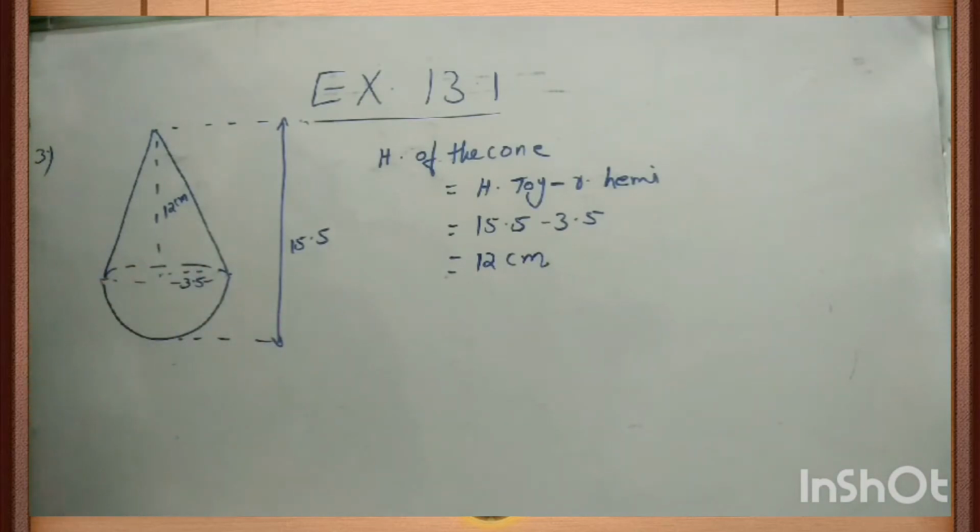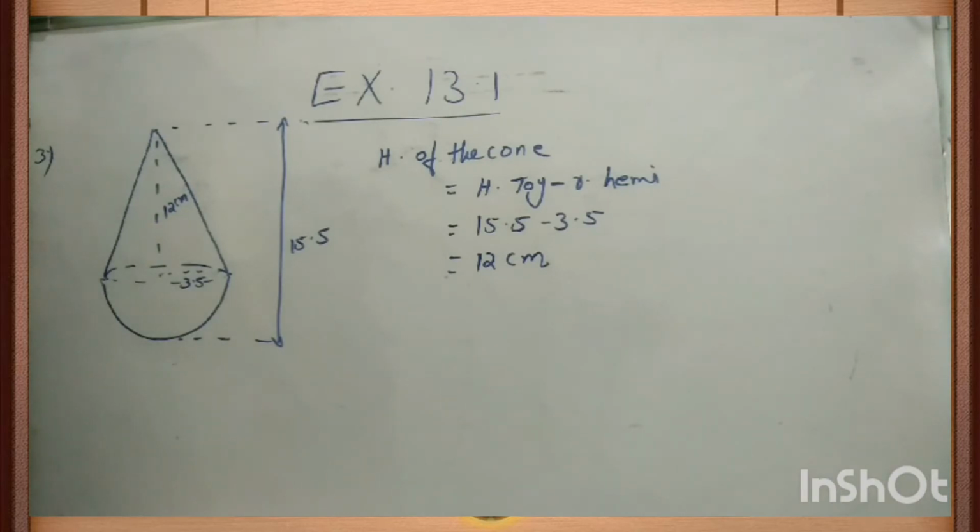Radius of the cone is equal to 3.5 centimeter, and the radius of the hemisphere is equal to 3.5 centimeter. Now we need to find out the total surface area of the toy.